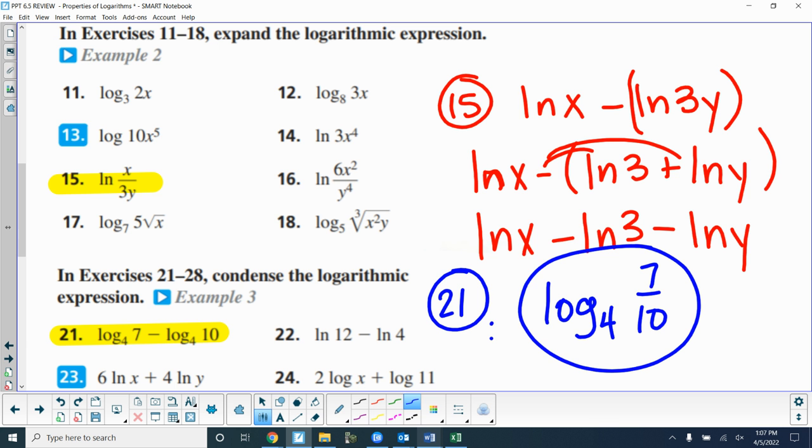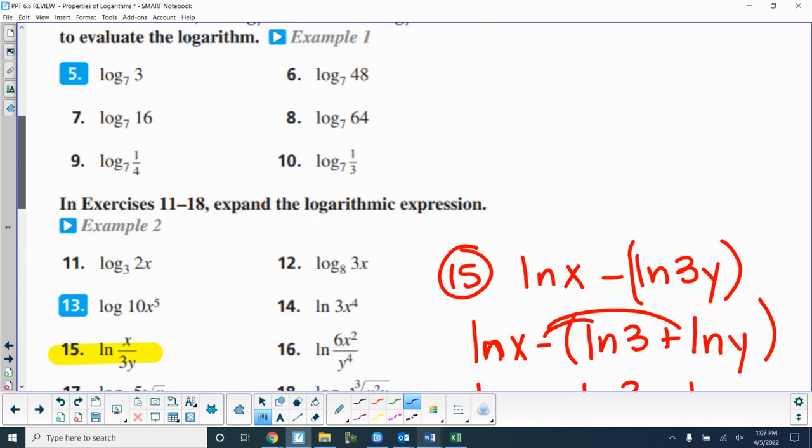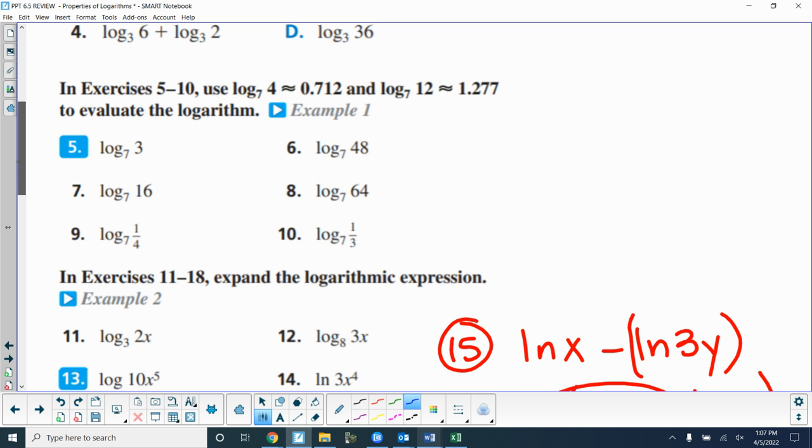So, homework answers. We did 1 through 4. 1 was B, the quotient property. 2 was D, the power property you were using. 3 was A, using power property again. And 4 was C, the product property. And then we did what? 6 to what? 6 to 18 even, right?